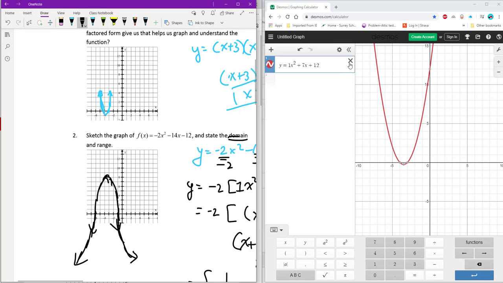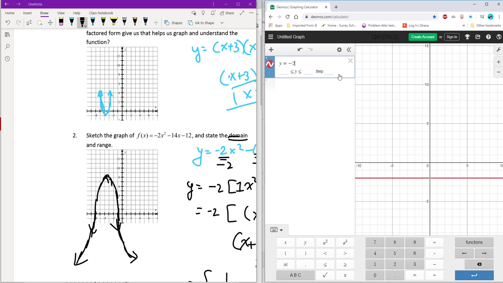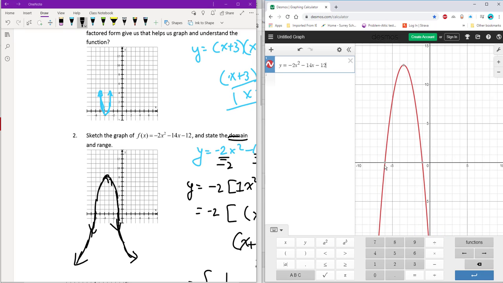I'm going to shut that down. And I'm going to type my equation here. Negative 2x squared minus 14x minus 12. Okay, so take a look. It has an x-intercept of negative 6 and 0, which is what I have over here. It has an intercept of negative 1 and 0, which is what I have here. What is the biggest y value? Well, hopefully you take a look, the biggest y value looks like 12.5 based on Desmos.